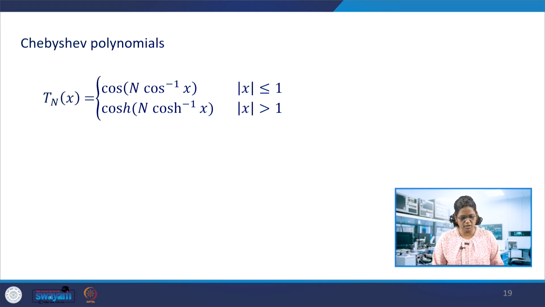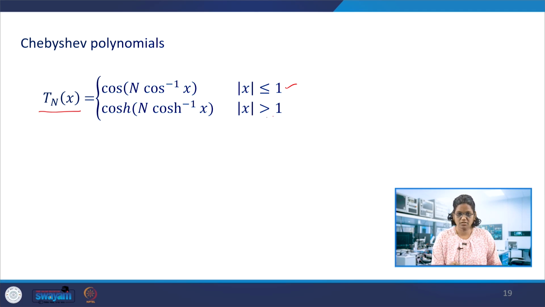Now a little insight on the Chebyshev polynomials. Tn of x, which is used in the Chebyshev filter, is cos of n cos inverse x, where x is less than or equal to 1.